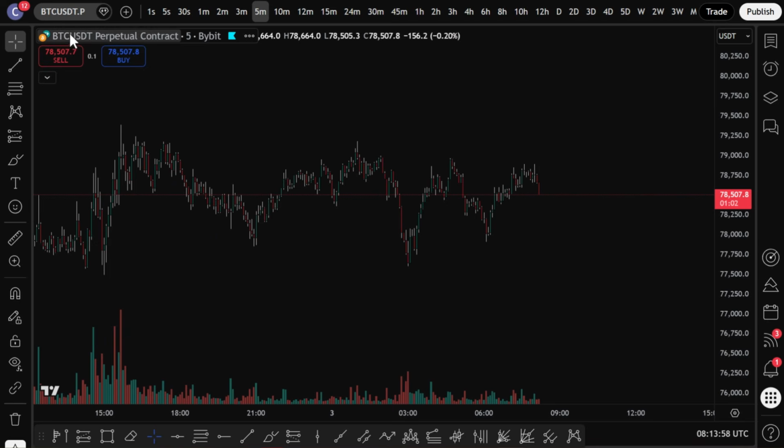I'm going to use the Bitcoin chart. The first thing you need to do is set up the Bollinger Bands on your TradingView.